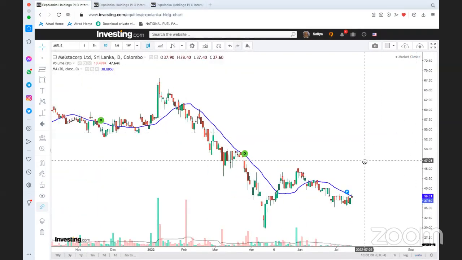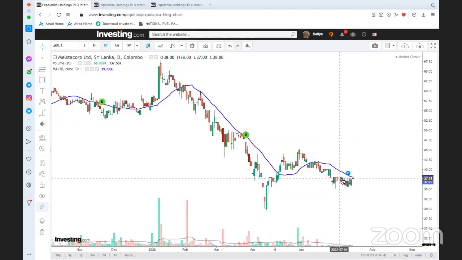Okay, in the case of Melsta, you can see that this area had been a strong resistance level, right? So that is at 38 rupees. And so finally we have gone there and tested the 38 rupees, but couldn't close above 38 rupees. In the process, it went and tested the 20-day moving average. There again it didn't close above the 20-day moving average. You need to watch out. Close above 38 with strong volumes, and rather can take it up and close above the 20-day moving average.